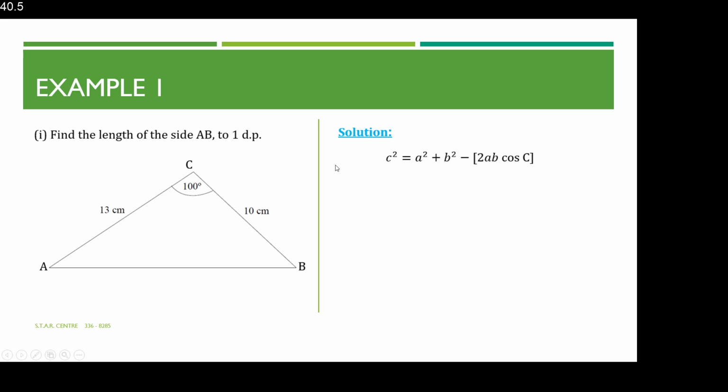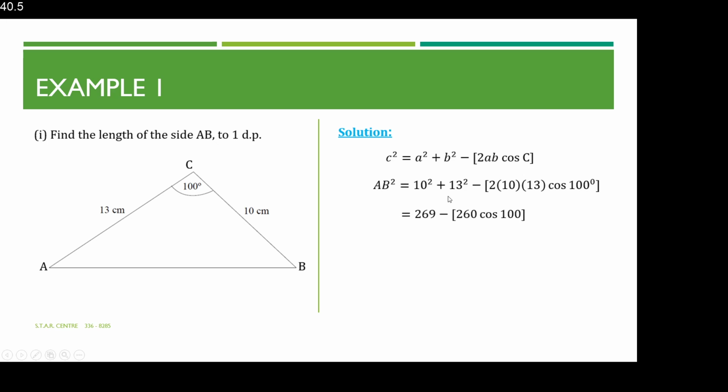Substituting those values, so c squared, that's the side we want to find, so that's AB squared. a squared, a is the side opposite angle A, which is 10. b squared is the side opposite angle B, which is 13. So we have 10 squared plus 13 squared minus, open bracket, 2a, which is 10, by b, which is 13, cos of C, and the angle C there is 100 degrees.